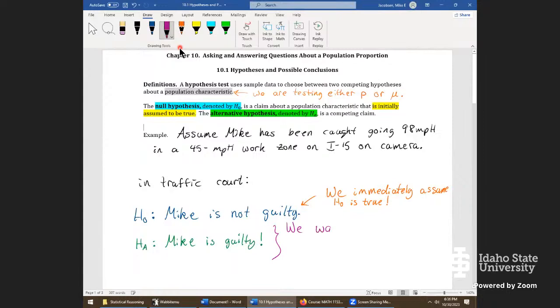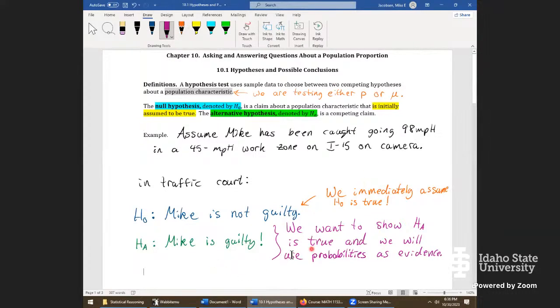We want to show HA is true. And we will use probabilities as evidence. So in other words, we might say something along these lines.